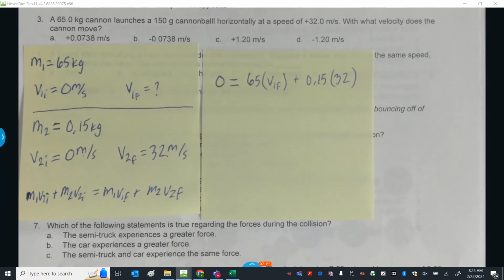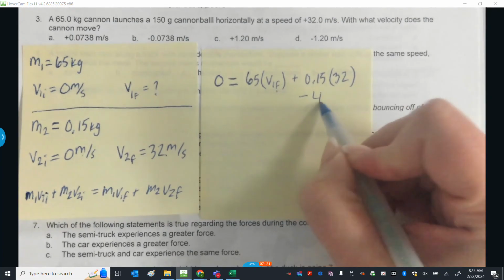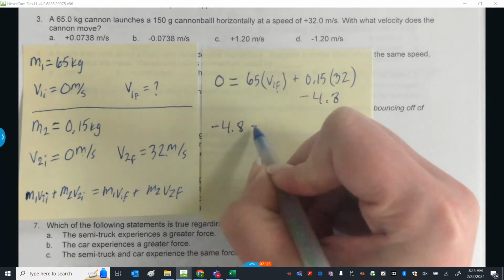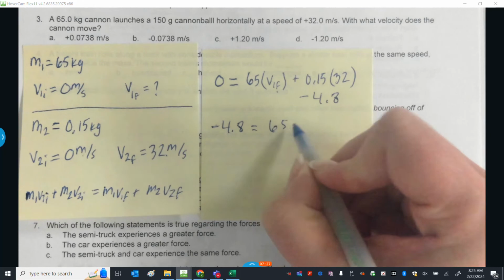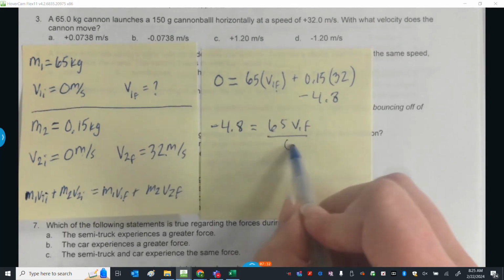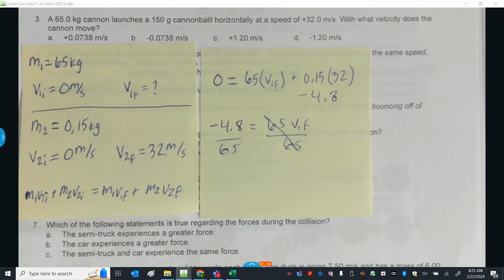And we need to go ahead and solve what we can here. So let's go ahead and multiply 0.15 times 32. And that's going to give us 4.8. Again, I'm trying to solve for this, so I'm going to subtract that 4.8 from both sides, and that's going to give me negative 4.8 equals 65 times V1F. From here, I need to divide both sides by 65, and that'll give me my final answer.